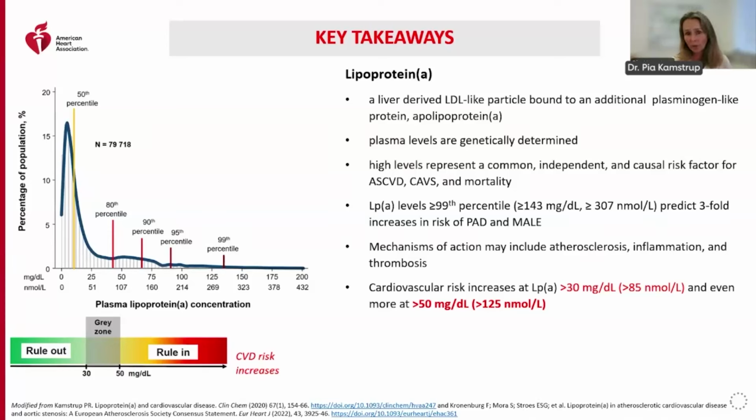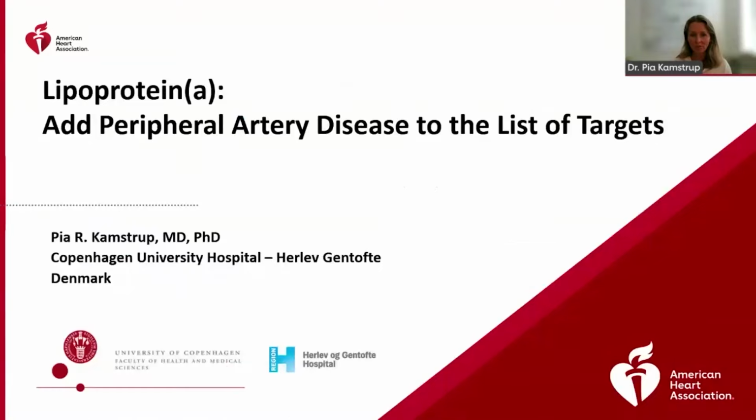and that Lp(a) levels above the 99th percentile predict threefold increases in risk of peripheral artery disease and major adverse limb events, and that mechanisms of action may include atherosclerosis, inflammation, and thrombosis, and that cardiovascular risk increases at Lp(a) levels above 30 milligrams per deciliter or 85 nanomoles per liter, and even more at levels above 50 milligrams per deciliter or 125 nanomoles per liter. Thank you for your attention.